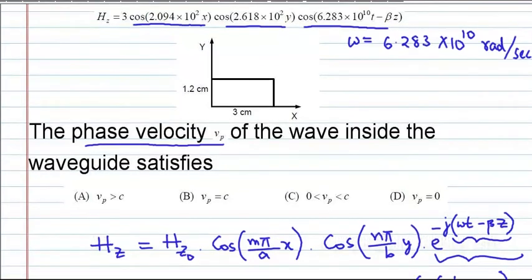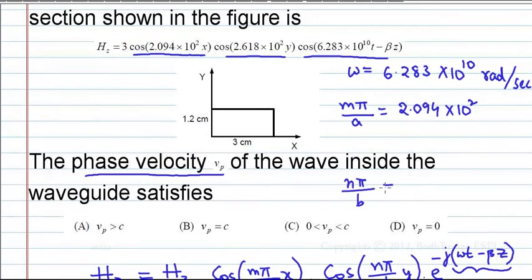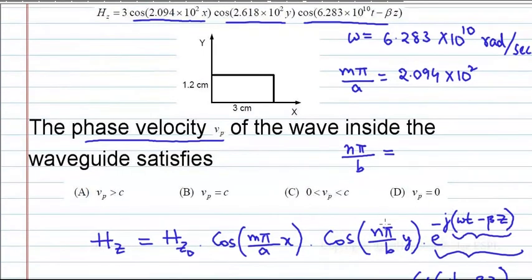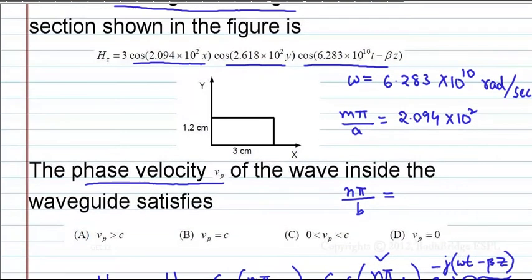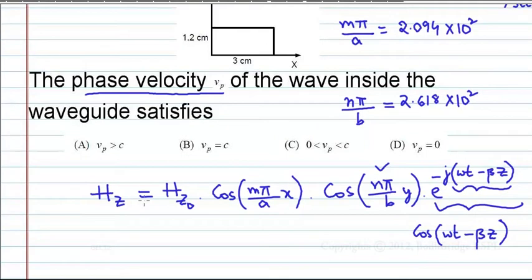Now tell me, mπ/a is how much? 2.094 × 10². And similarly, nπ/b is this one, therefore nπ/b equal to 2.618 × 10². That is this one, and mπ/a is this one, 2.094 × 10². Now we shall calculate the m and n values first of all.